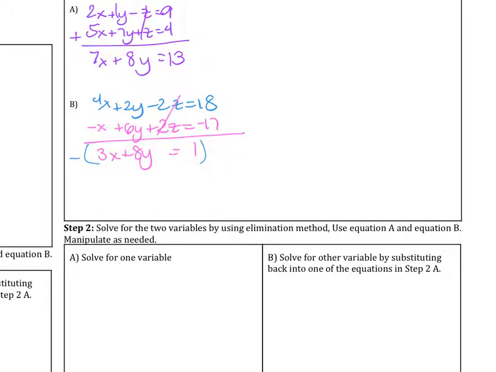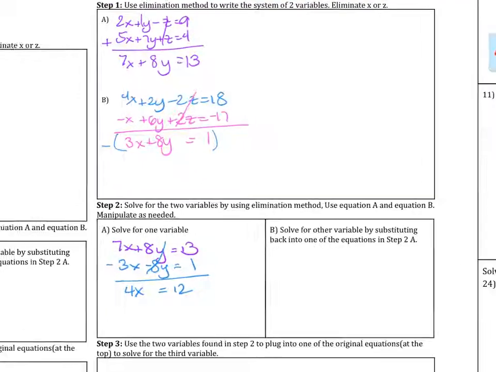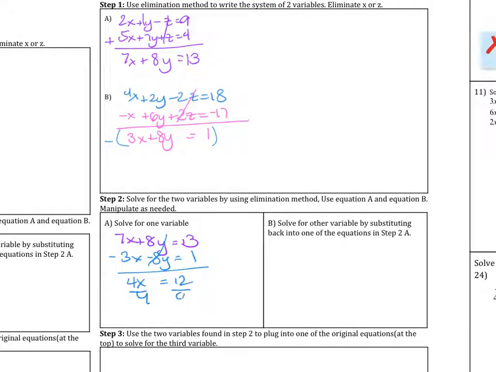So I'm going to write it down here. I'm going to rewrite 7x plus 8y equals 13. Then I multiply it. This becomes negative 3x minus 8y equals negative 1. So my y's cancel. I'm left with 4x equals 12. Or divided by 4, my x equals 3.